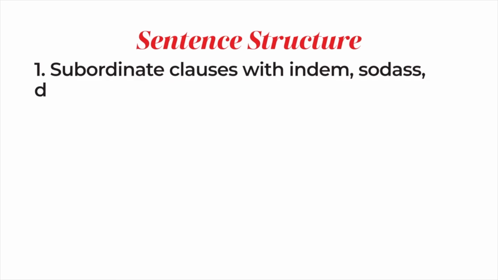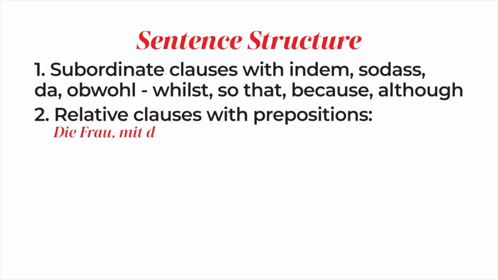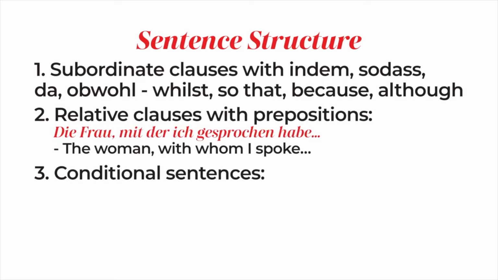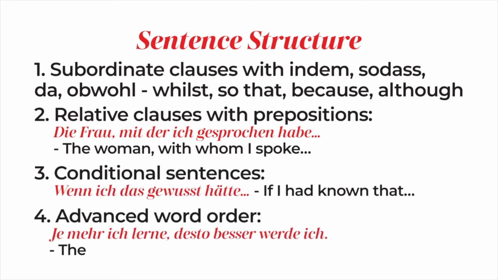Sentence structure. Subordinate clauses with indem, so dass, da, and obwohl. Whilst, so that, because, and although. Relative clauses with prepositions. Die Frau, mit der ich gesprochen habe, the woman with whom I spoke. Conditional sentences. Wenn ich das gewusst hätte, if I had known that. Advanced word order. Je mehr ich lerne, desto besser werde ich. The more I learn, the better I become.